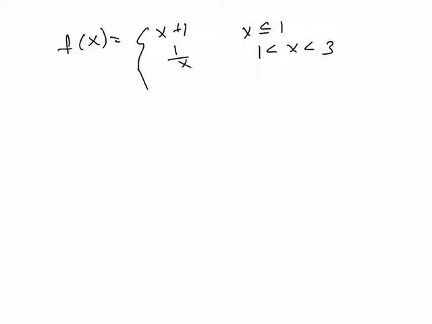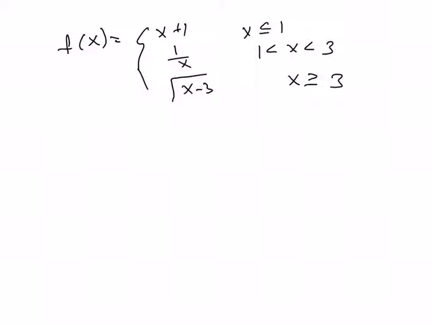So problem 38 is f of x is equal to x plus 1 if x is less than or equal to 1, and it's equal to 1 over x if x is between 1 and 3, and it's equal to the square root of x minus 3 if x is greater or equal to 3.